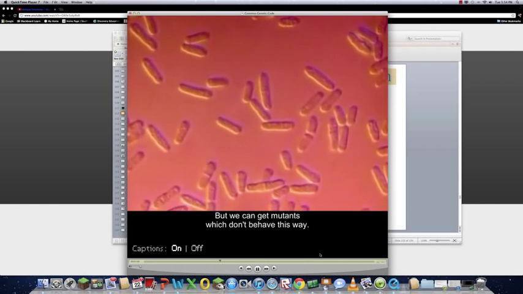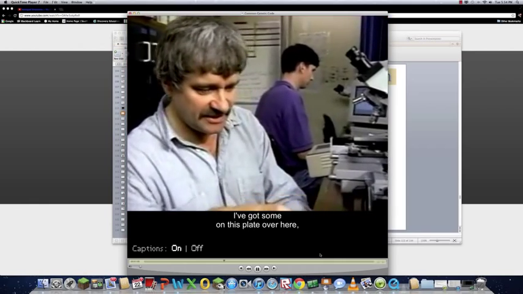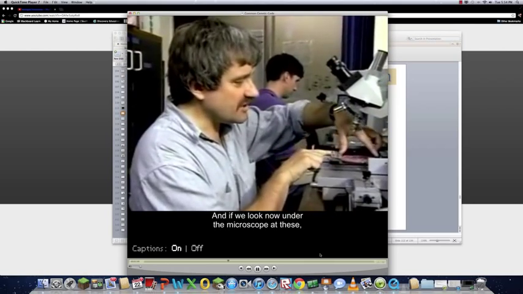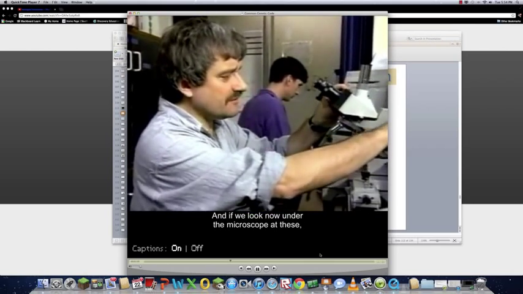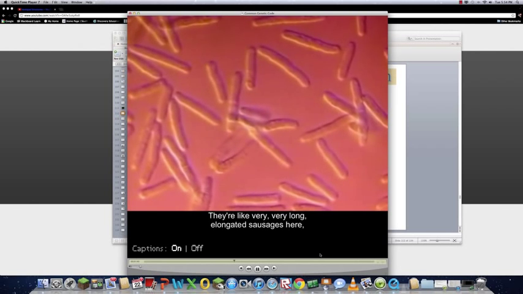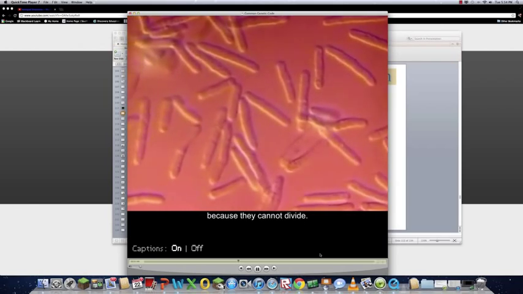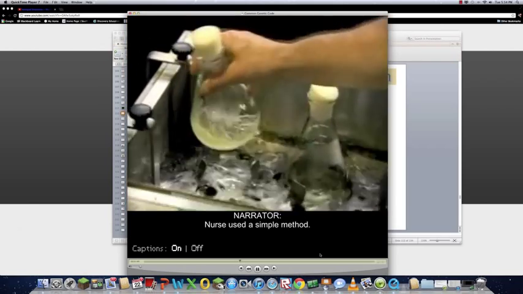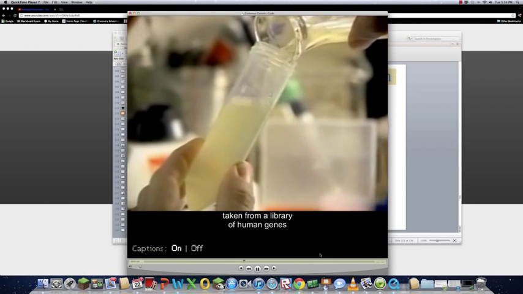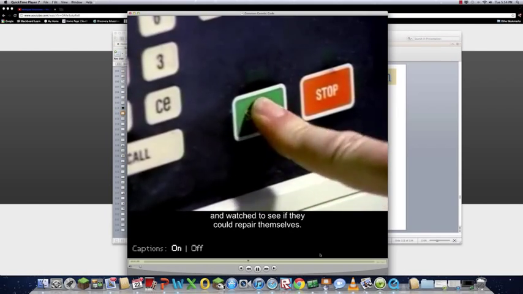But we can get mutants which don't behave this way. I've got some on this plate over here, and they're growing much less well. If we look under the microscope, they look rather different. I'll just try and find some for you. They're like very long, elongated sausages because they cannot divide. Nurse used a simple method. He gave the mutant yeast cells human DNA taken from a library of human genes and watched to see if they could repair themselves.